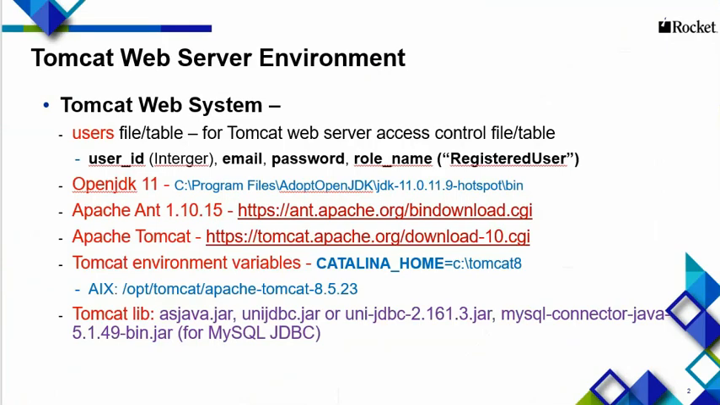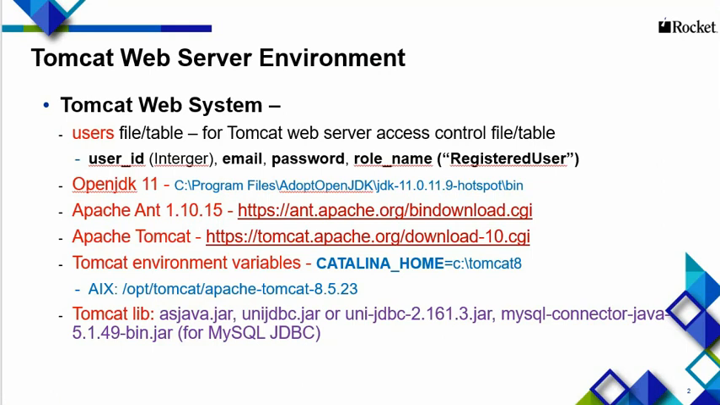For the first Tomcat Web Server environment, you need to create one called users file, or any file name. But this users file must contain the user ID, which is an integer type, and email, and password, and role_name.